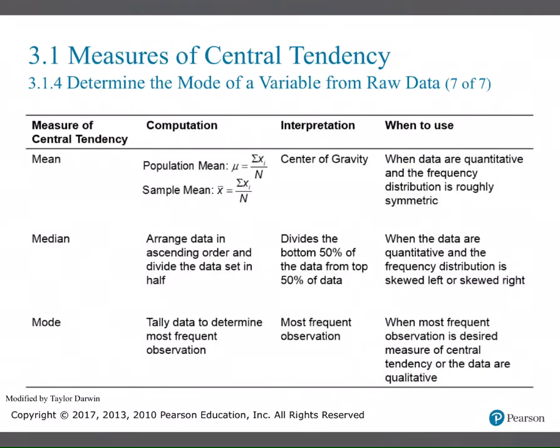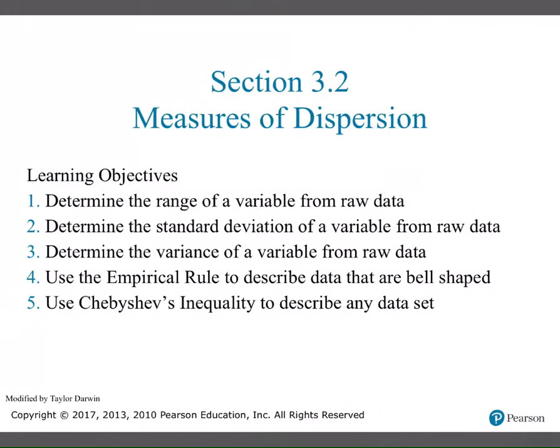This is just a summary of everything that we just learned. If you want to print this off to have as a little summary sheet, go for it. But again, it's just the measures of central tendencies, mean, median, and mode, and how to find each one of those. Okay, 3.2 talks about measures of dispersion. In 3.2, we're going to talk about the range, standard deviation, variance of a variable from raw data.